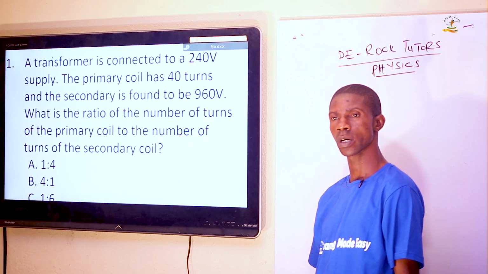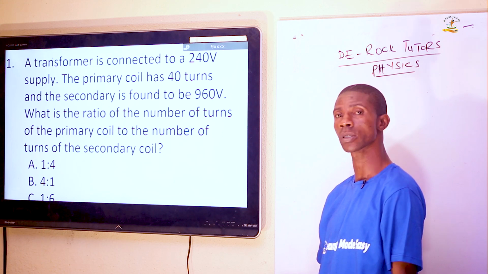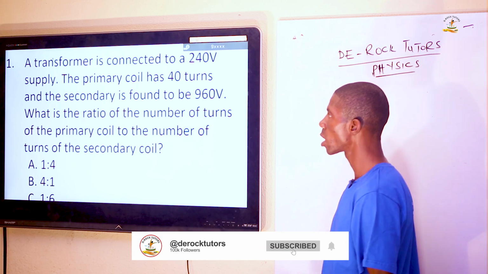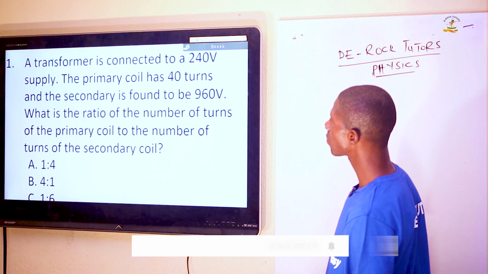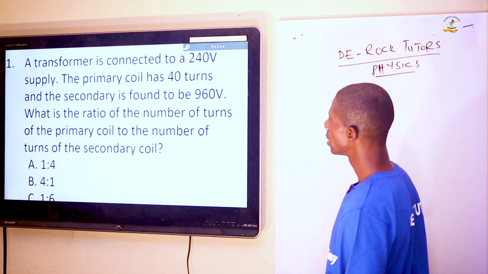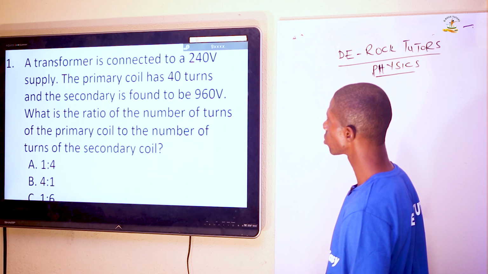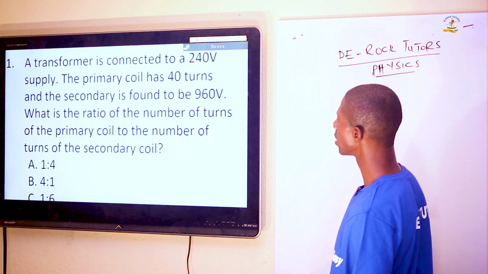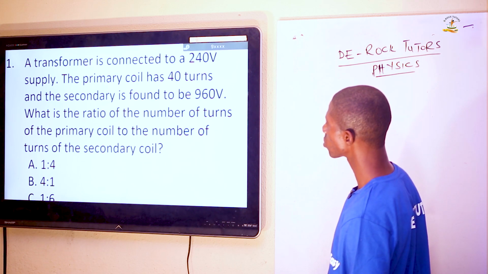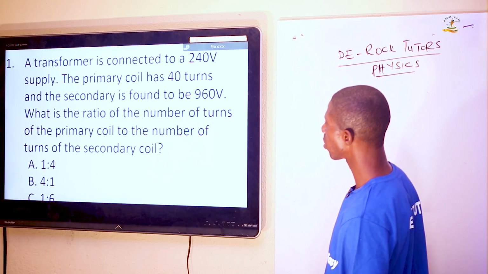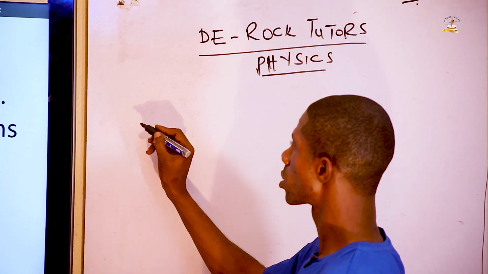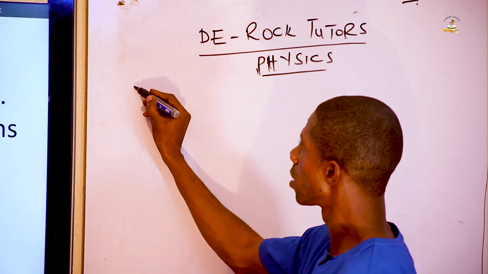This is physics class, so I'll be taking you through questions and their solutions to some of these JAMB questions. I'll start from number 1. A transformer is connected to a 240 volt supply. The primary coil has 40 turns and the secondary voltage is found to be 960 volts. What is the ratio of the number of turns of the primary coil to the number of turns of the secondary coil? So I will take the question from this formula.